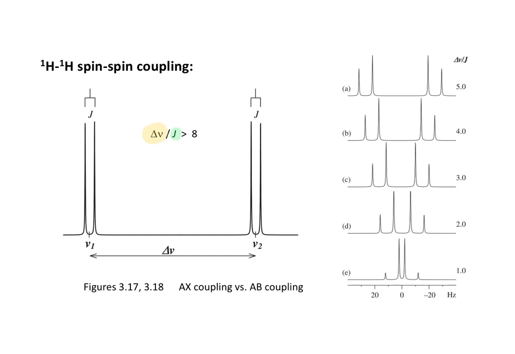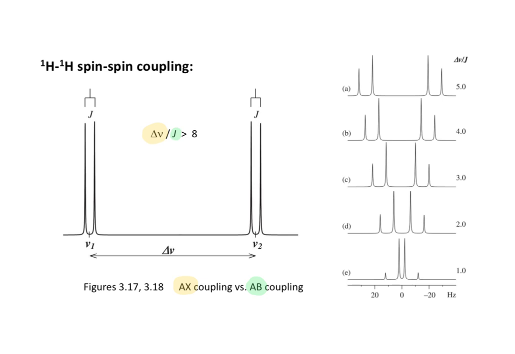In the Pople notation, when the peaks are well separated, we generally will use letters at each end of the alphabet, whereas when the frequencies are much closer together, but not chemically identical, we'll use letters that are next to each other in the alphabet.